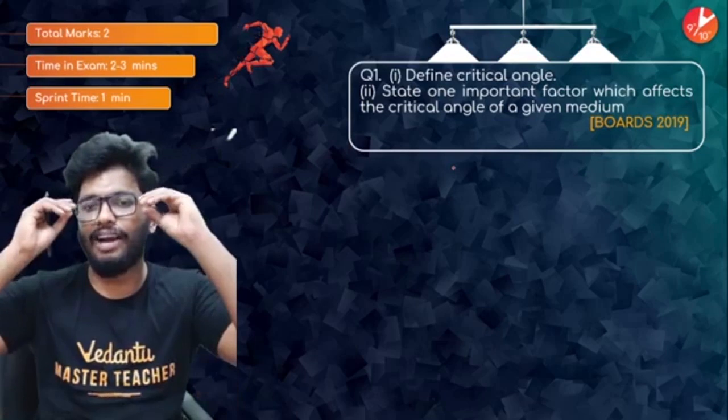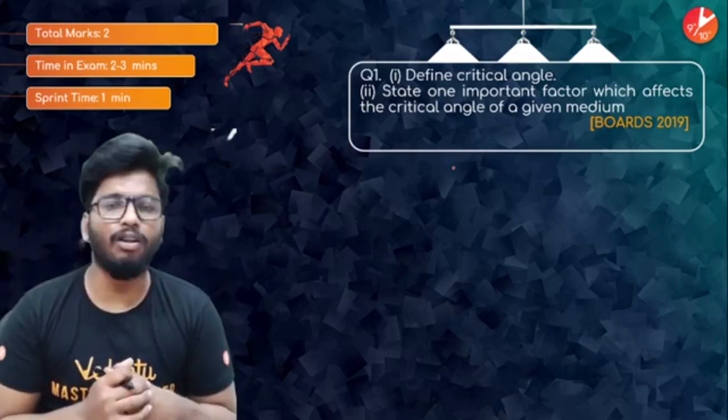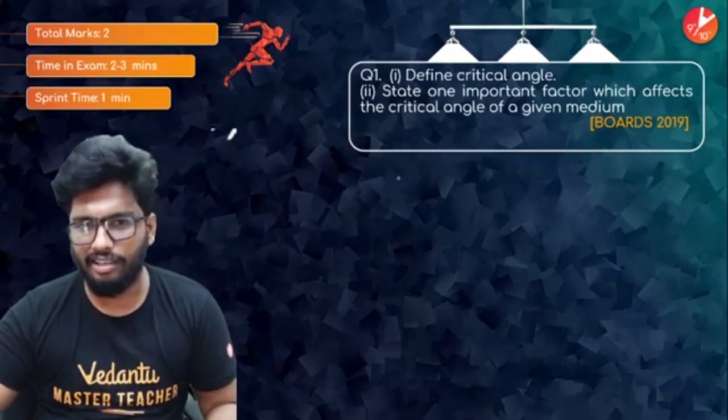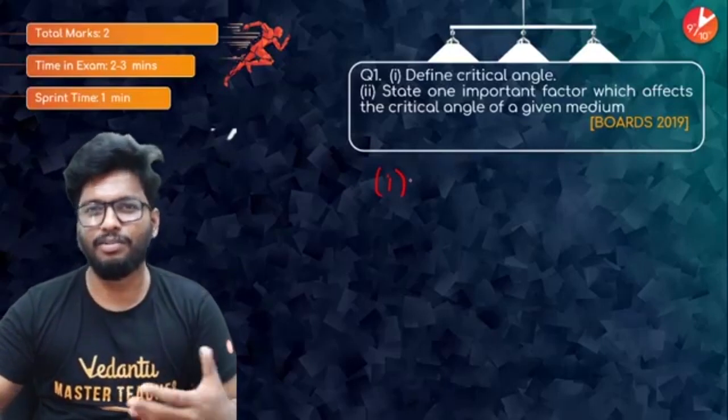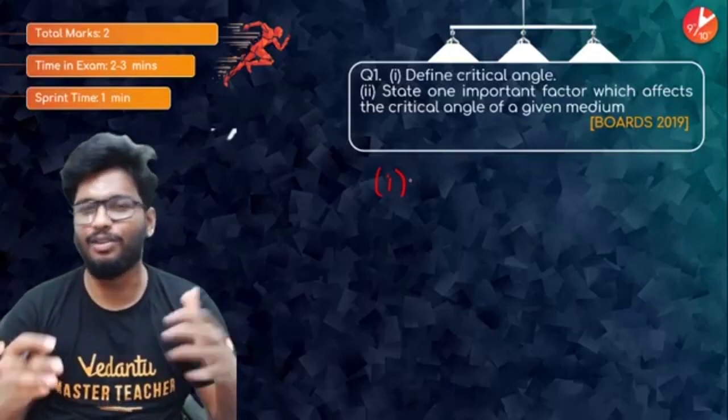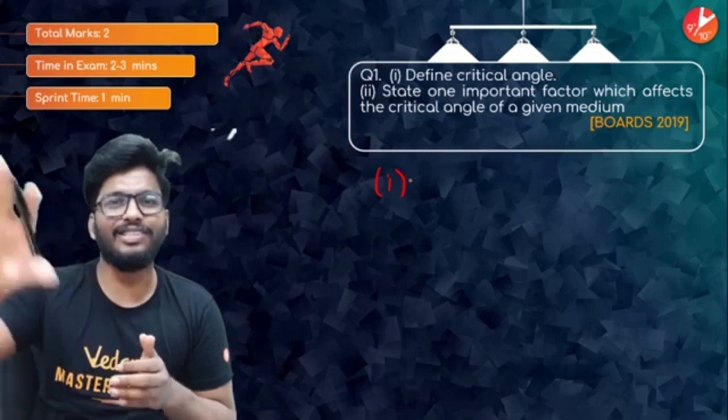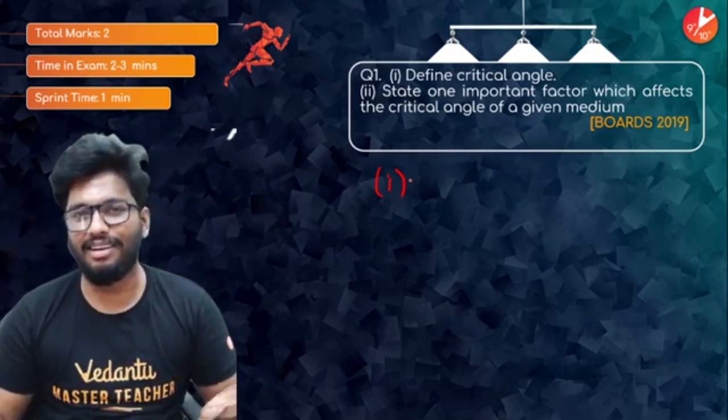State one important factor which affects the critical angle of a given medium. So let me just write it down, people. I'll try to write it as soon as possible. My handwriting is a little clumsy, so please bear with me. Don't worry, you can download the notes, so all the printed notes will also be there.